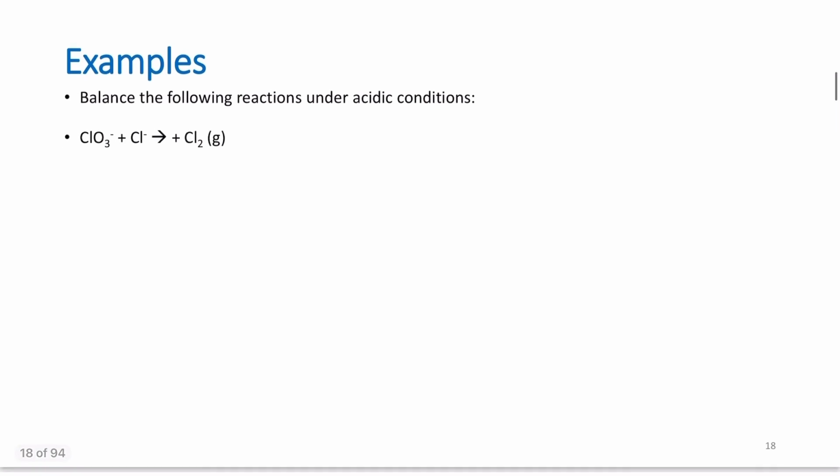What about this example? ClO3- plus Cl- gives ClO2 or gives Cl2. How does that work? It doesn't seem like a very complex reaction, right? Well, let's assign your oxidation states. Oxygen is -2. There's 3 of them, so overall -6, but the ion itself is -1, so chlorine here must be +5. Chloride ion is -1, and the Cl2 is 0. So the chloride is being oxidized while the Cl in the ClO3- is being reduced.